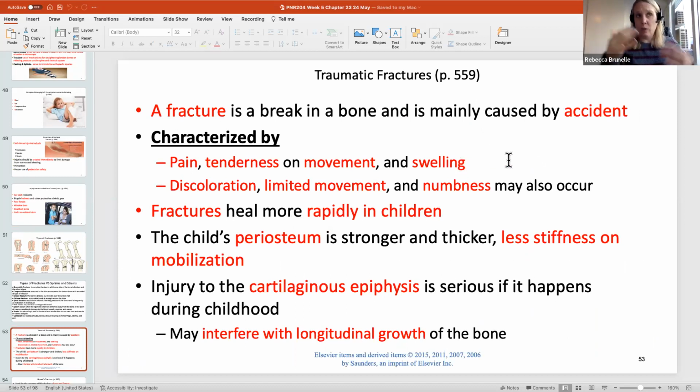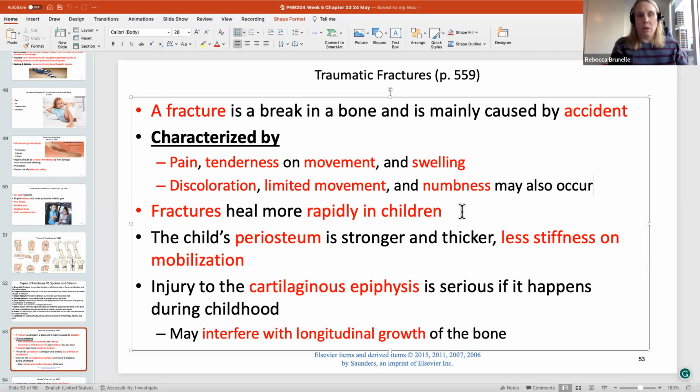Generally speaking, when a child has a fracture, it's painful. There's pain, tenderness. They don't want to put any weight on it. There's swelling. You can also have numbness, which is a concerning sign that you would need to make sure that you report. Fractures can heal more rapidly in children. Just think about kids, their skeletal system is not fully formed. They're still growing, so their bones heal faster.